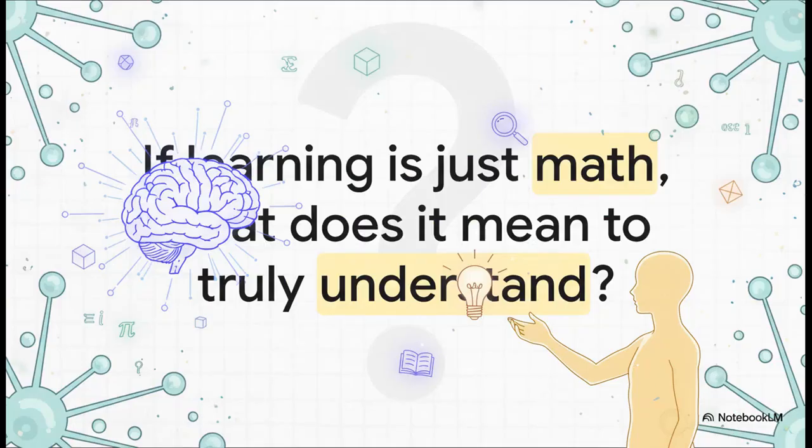And this leaves us with a really fascinating, kind of mind-bending final thought. If this incredible ability we call learning is, at its core, just a mathematical process of minimizing an error score, what does that imply about intelligence itself? And what does it really mean for a machine, or maybe even for us, to truly understand anything at all?